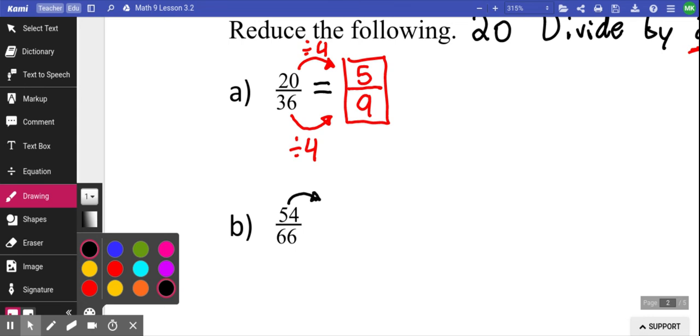54, I know, can divide by 2. 66, I know, can divide by 2. 54 divided by 2 is 27. 66 divided by 2 is 33. Then if I look at both of those numbers, I would ask myself, is there something that can divide into both of them? Have you guys seen the can-divide-by-3 trick?